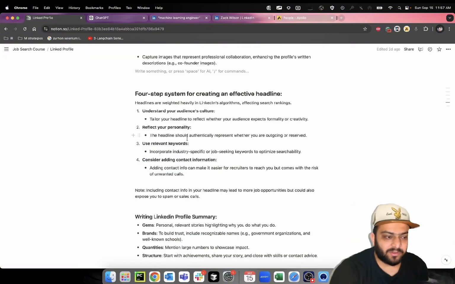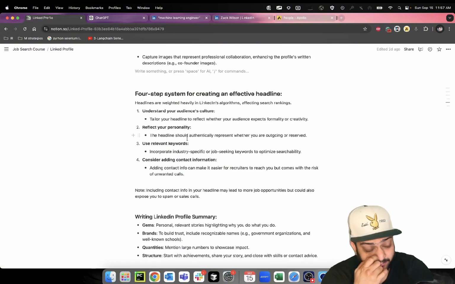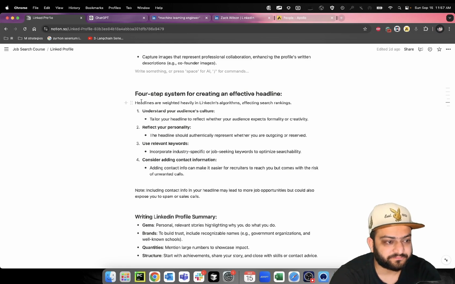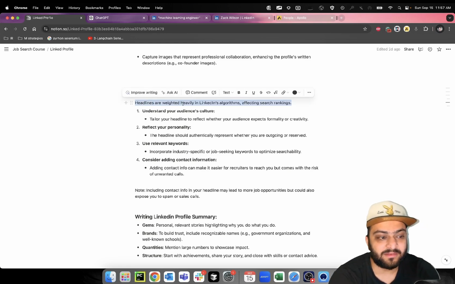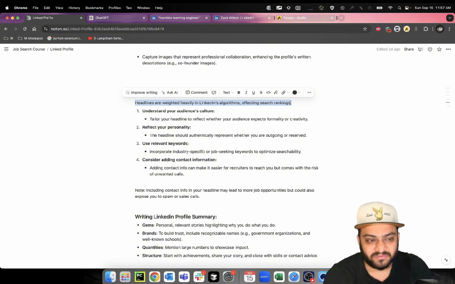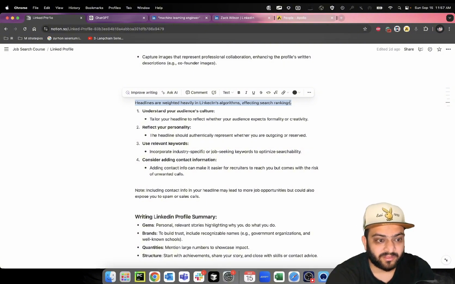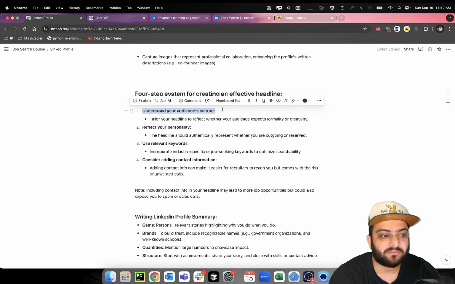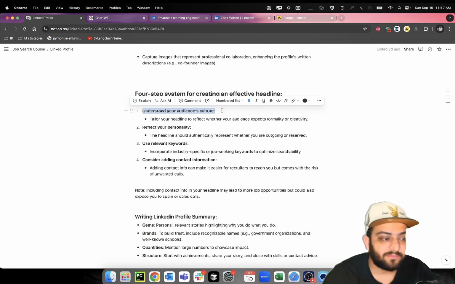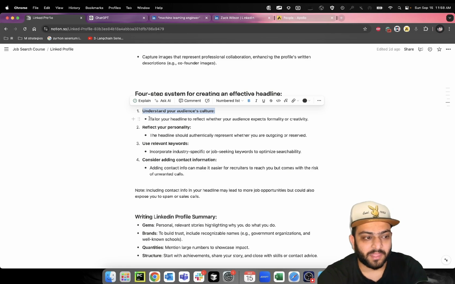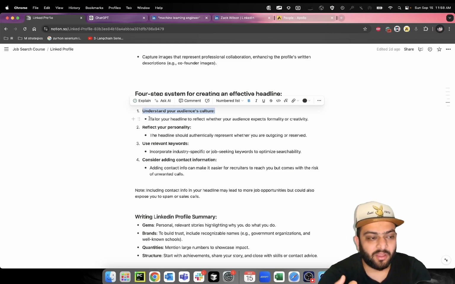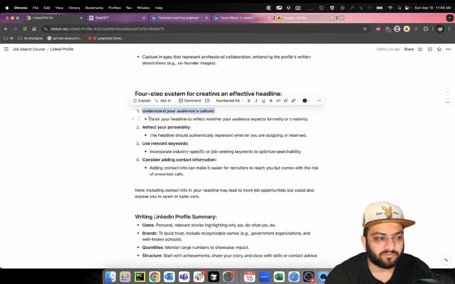But in general, what I'm saying is make sure that you have a good headline, and how to write that, right? So let's see. They are rated heavily in LinkedIn's algorithm. They affect search ranking. So it's not just that, it also affects the search ranking. Understand your audience culture. That makes sense, right? Because if your audience is people who are looking for jobs in data science, then they would want to see a similar kind of thing on your headline. If there's something random, they would probably leave you. They might not pay any attention to what you do, right?